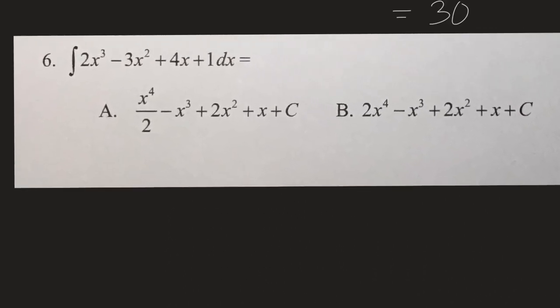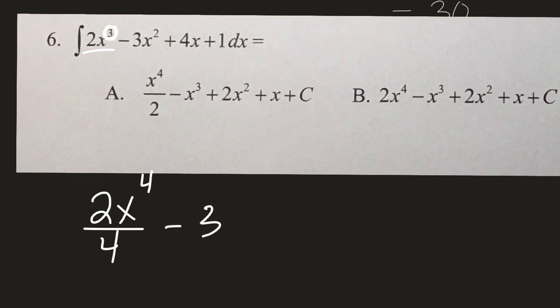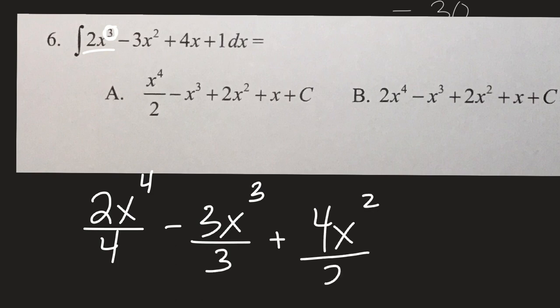Okay, so this is just taking an antiderivative of a polynomial. So the rule is when you take an antiderivative of a polynomial, you add 1 to the power and you divide by that new power. So we're going to have 2x to the 4th power divided by 4 minus 3x to the 3rd power divided by 3 plus 4x to the 2nd power divided by 2 plus 1x to the 1st power divided by 1.